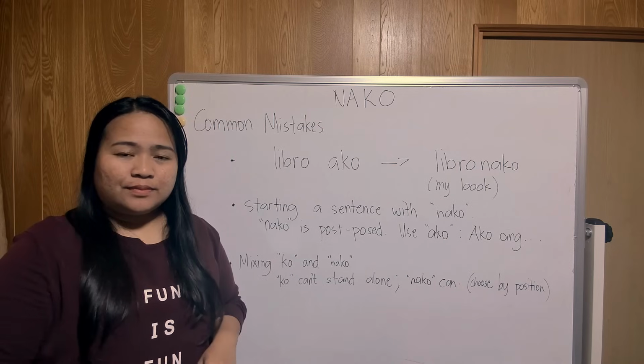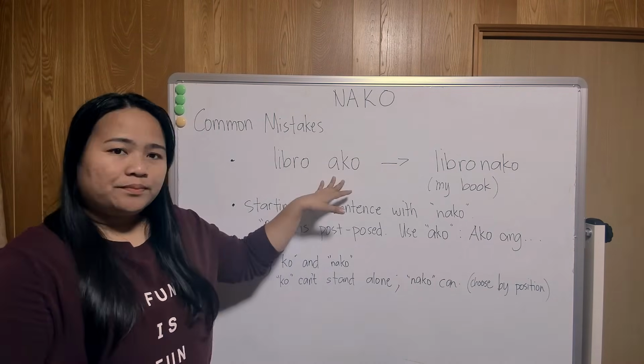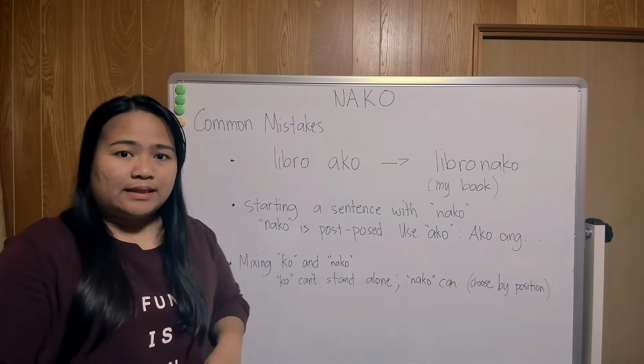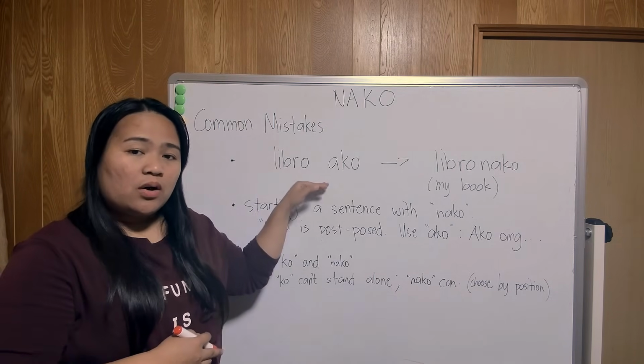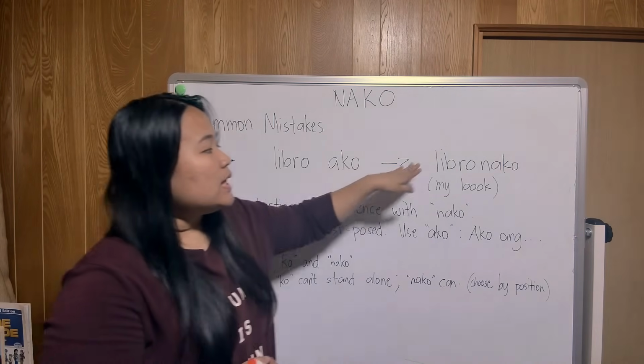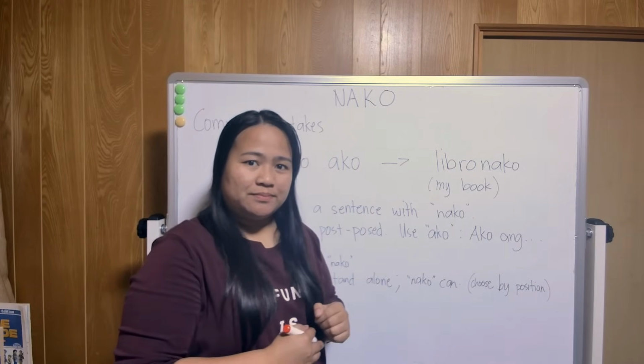Okay? Now let's have the common mistakes. First, libro ako. Ako should not follow a noun in this case. If you say libro ako, it means I'm a book. The correct way is libro nako. It means my book.